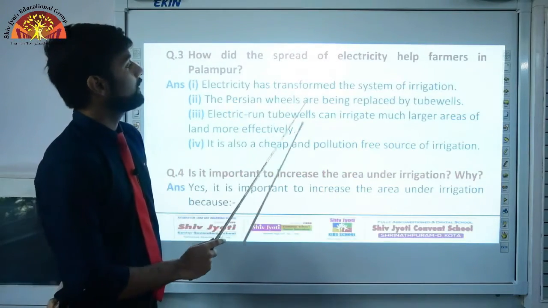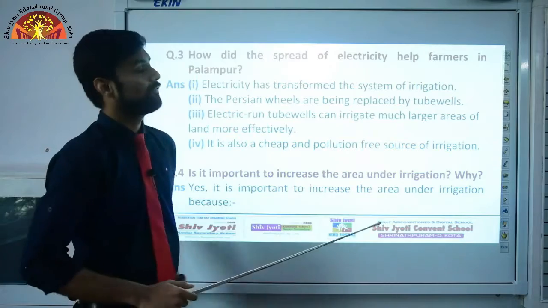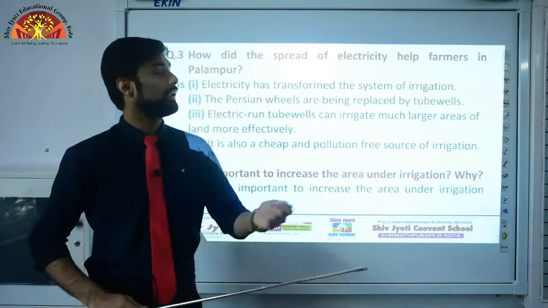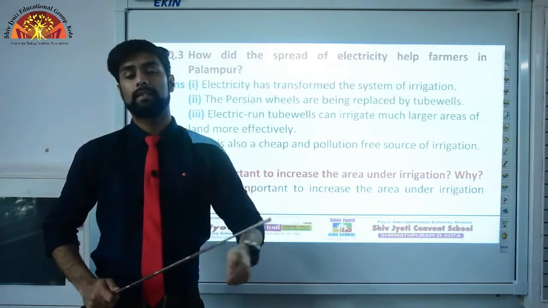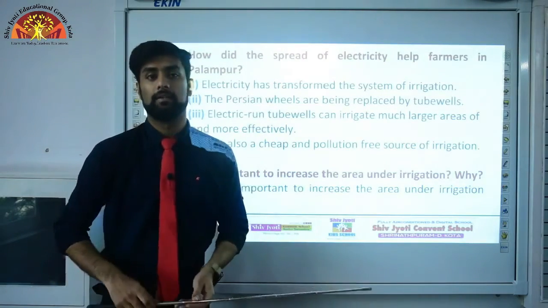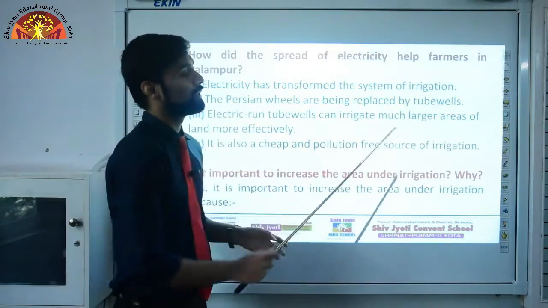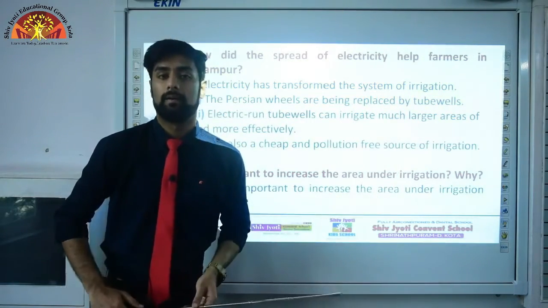Second, the Persian wheels are being replaced by tube wells. If you have seen old movies, you will know that पहले के ज़माने में पुराने लकड़ी के जो wheels थे उनको चलाया करते थे जिससे कि कुएं से पानी बाहर आता था. Those wheels were called Persian wheels. But now they have been replaced by tube wells. Tube wells, that's the borewell system.